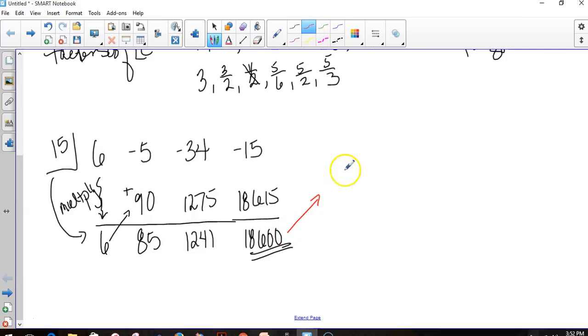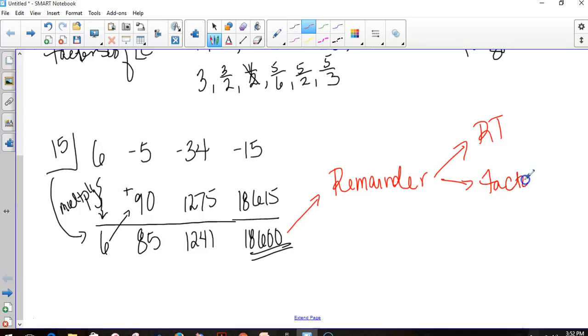This will be our remainder, and it leads to two different theorems. One, the remainder theorem, because we're not creative, and the other is the factor theorem, which is a play off of the remainder theorem. So what the remainder theorem says is if you synthetically divide by a number, the remainder is the value of the function at the number that you've divided by.